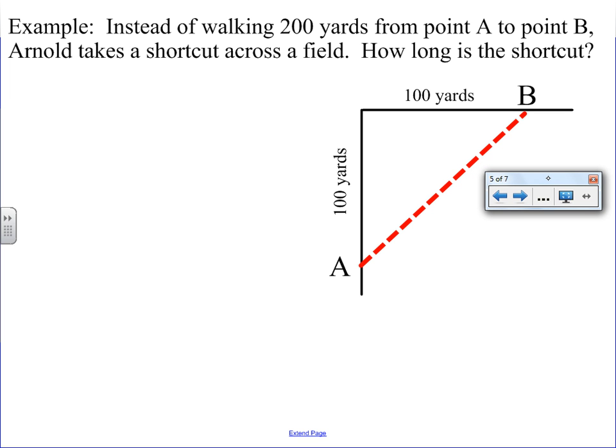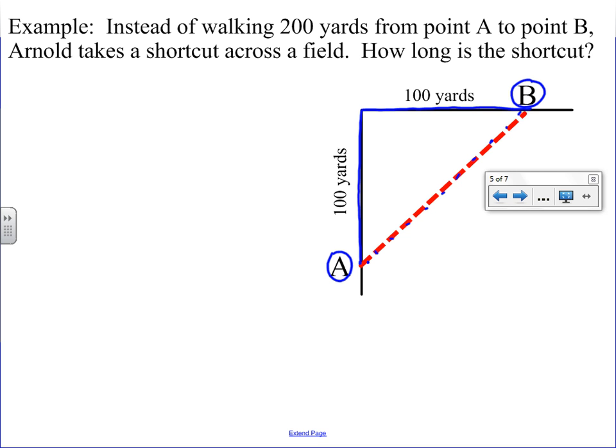Instead of walking 200 yards from point A to point B, Arnold takes a shortcut across the field. So this is like if this was a road. This is my house and this is the school. And instead of walking on the road, I'm just going to cut through people's yards because I'm kind of rude like that. Okay, so I'm going to take this path instead. So it says, how long is the shortcut?